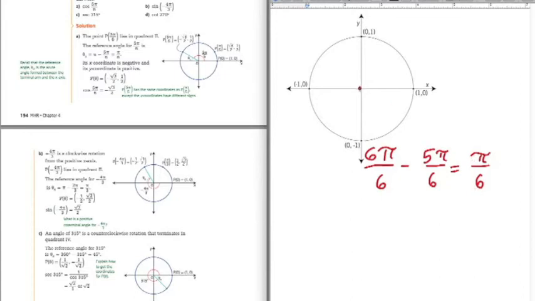So let's draw this on here. Okay. So this here is 5 pi over 6, which means that when I'm looking at a triangle, this is pi over 6 in here. Okay? And the reason I'm doing this is I can't figure out 5 pi over 6.